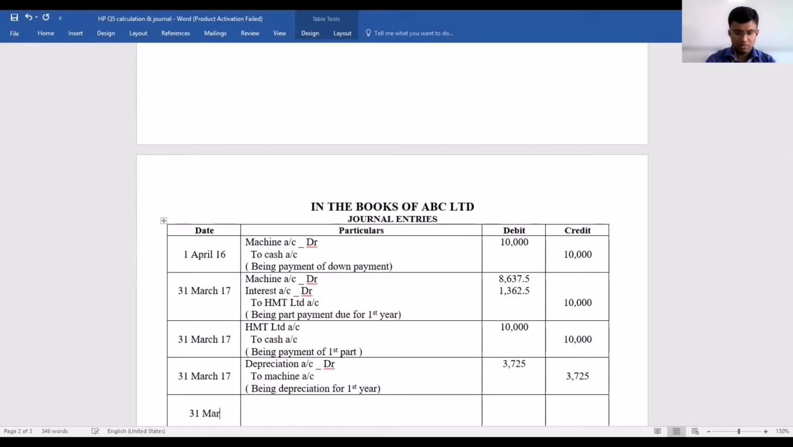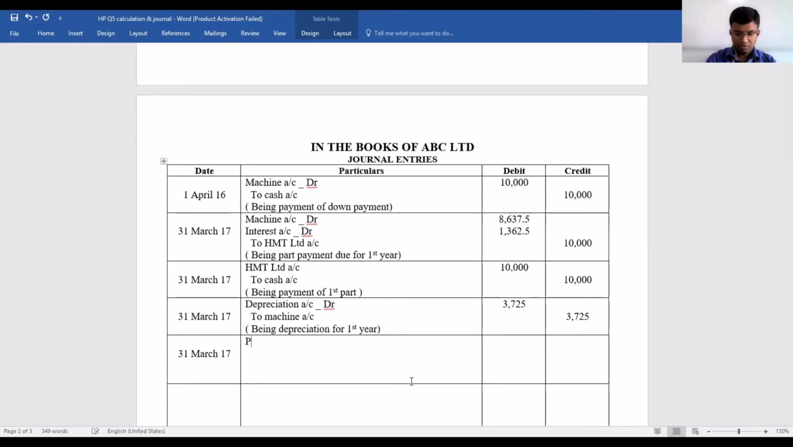Next is 31st March. Profit and loss account debited to interest account. So interest is 1,362.5, to depreciation account 3,725.